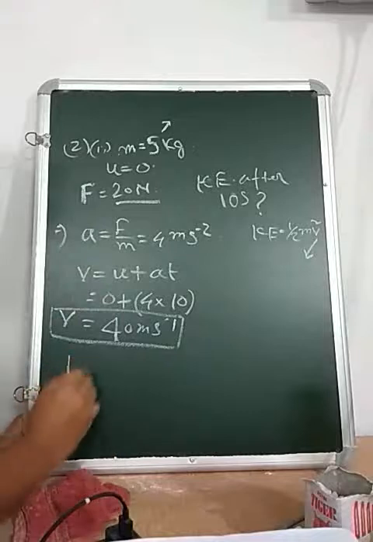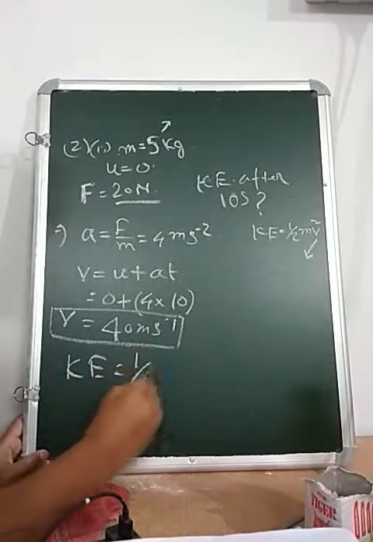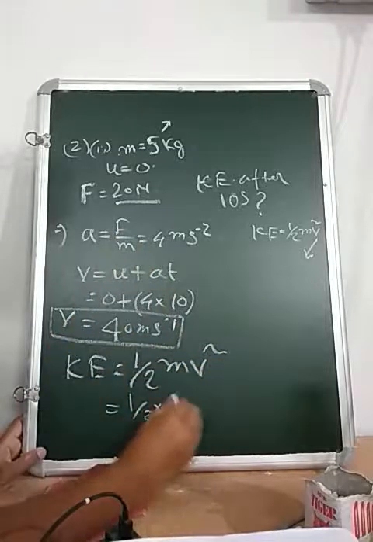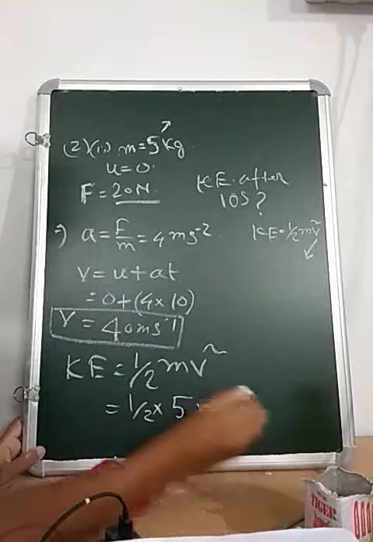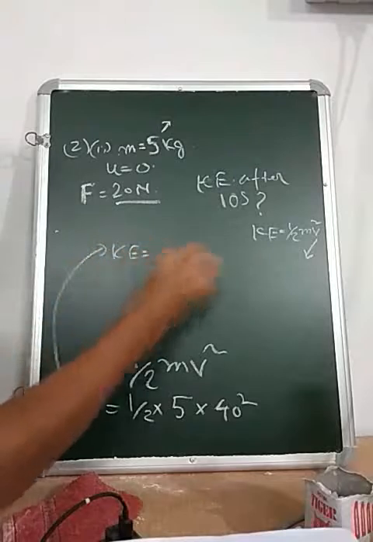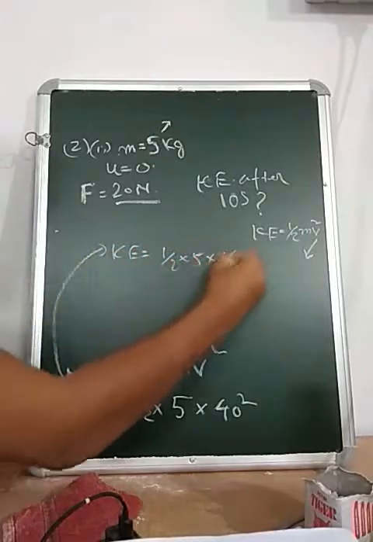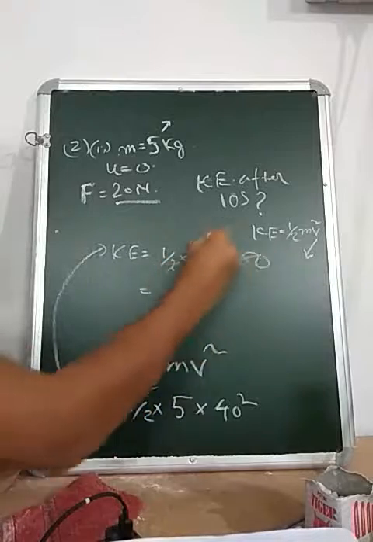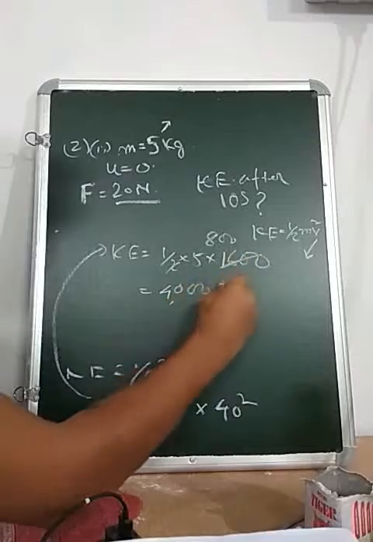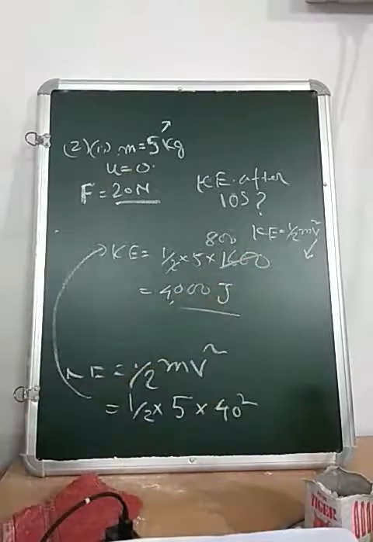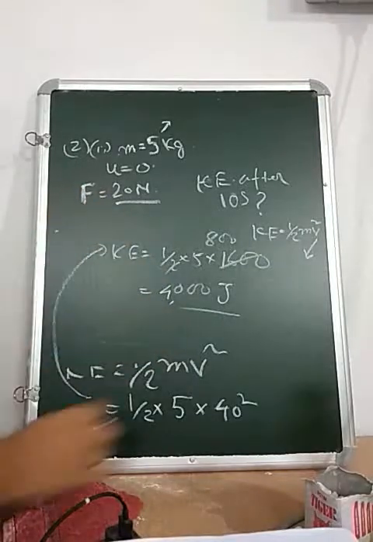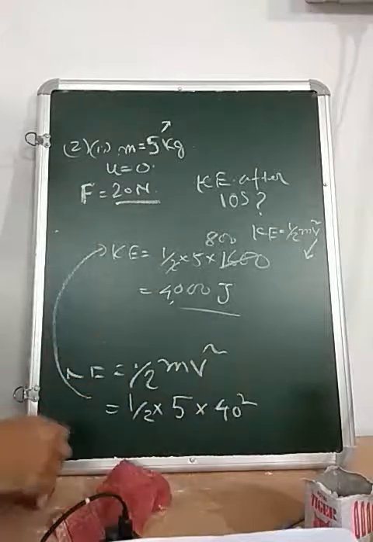So what is the kinetic energy at 10 seconds? Kinetic energy at 10 seconds will be half of m into v square. So half into mass, which is 5 kg, and v square is 40 square. If we solve this, what do we get? Half into 5 into 1600, so 4000 joule. This is the kinetic energy of the body after 10 seconds. So it is 4000 joule.